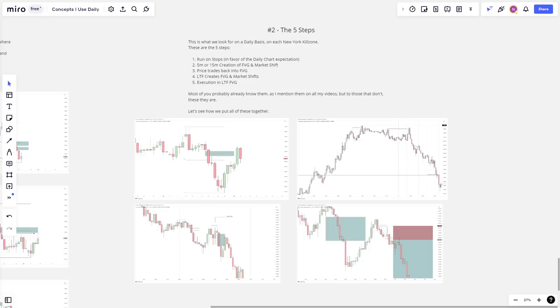So the five steps are: first, a run of stops in favor of the daily chart expectation, right? So we first analyze the daily chart. We understand that we're either bearish, bullish, whatever. And then we go into lower time frames and wait first for a run on stops. Second has to happen a 5 or 15 minute creation of a fair value gap and a market shift.